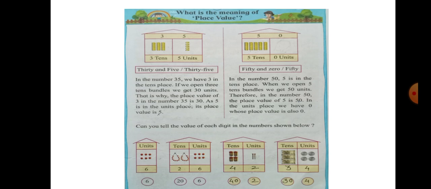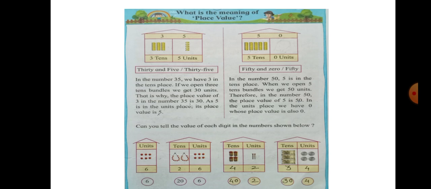If we open the bundles of 30 and count 1, 2, 3, 4, 5 up to 35, it will take a lot of time. So we have to make a bundle of 10. So there are 3 tens, and we can count easily. So 3 tens and 5 units makes 35. 30 is in the tens place, so its place value is 30.